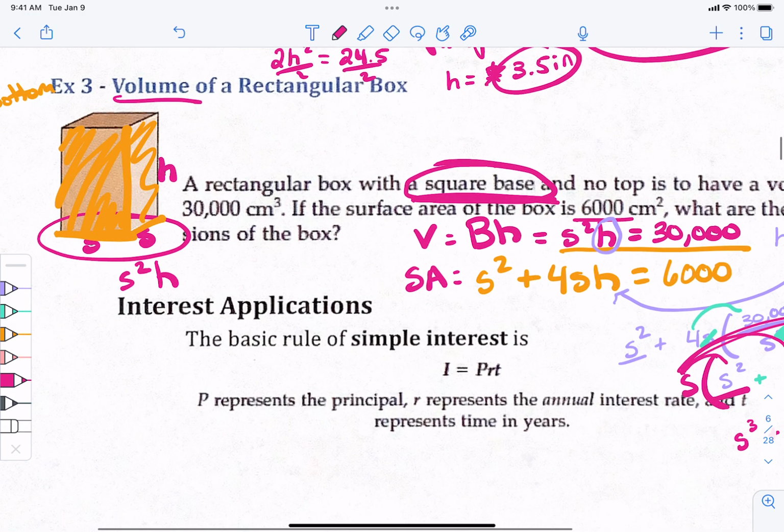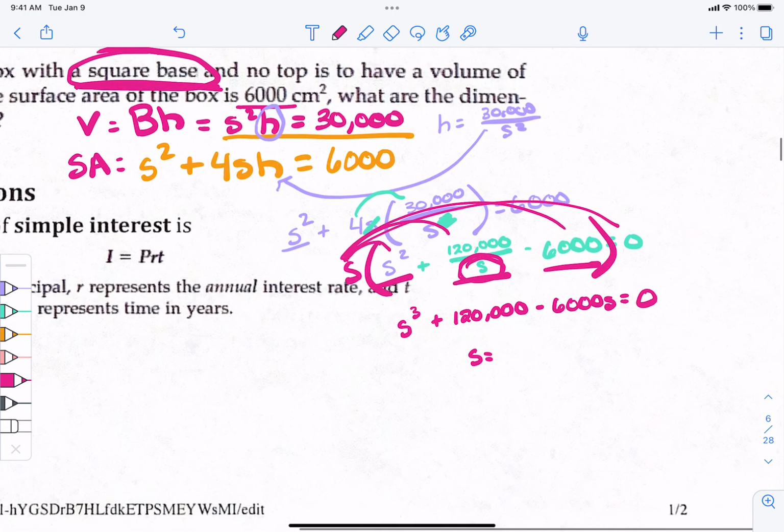But like example 3, we ended up with something that looked like this, and we're not quite done with this problem. We're trying to solve for s. How do I solve that if s to the third power is my highest power? What can I do?